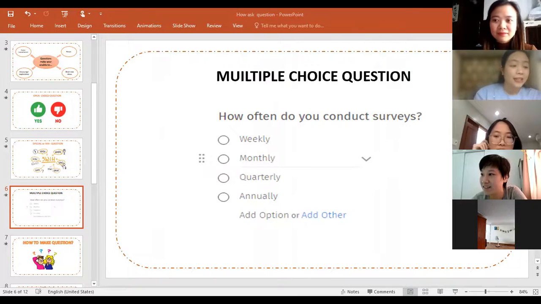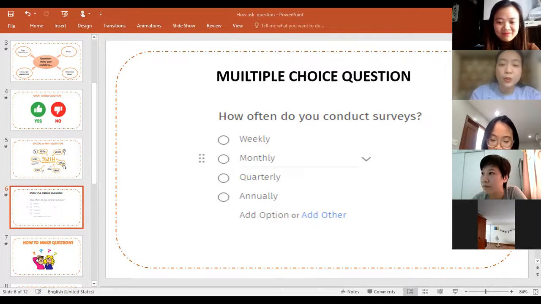And the last question type is the choice question. A multiple-choice question is a form of objective assessment in which respondents are asked to select only the correct answer from the choices offered as a list. I usually use multiple-choice questions with my daughter.